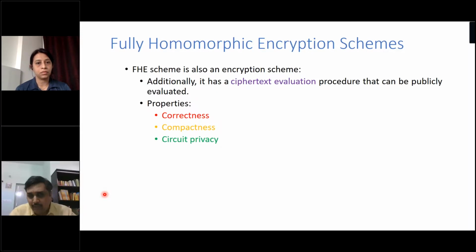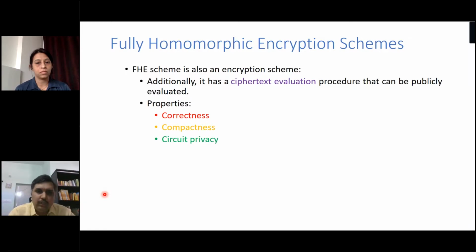Compactness means that the more operations you do on the ciphertext, the size of the ciphertext should not increase. So these two properties are more or less, of course, the first is really important, and the second is also necessary. Optionally, the scheme can also satisfy the circuit privacy property. So what does that mean?